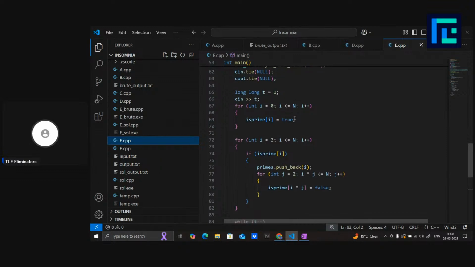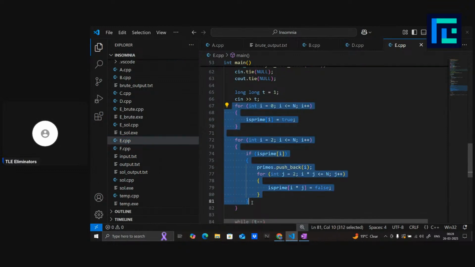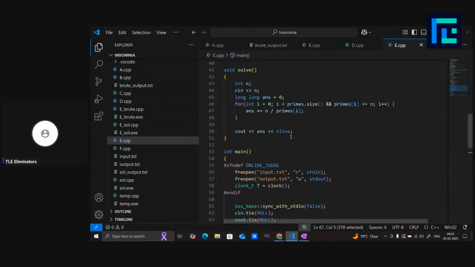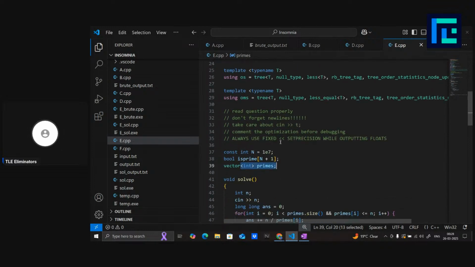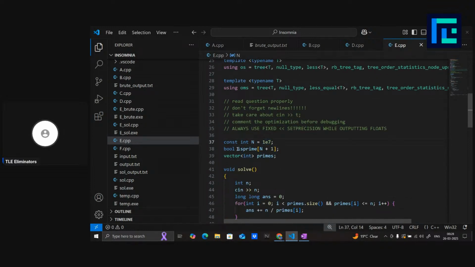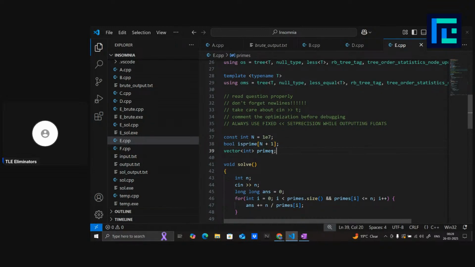so here actually I pre-computed the sieve. This is the code for the sieve. Basically, these two loops pre-compute the sieve, and they make two vectors. One is a vector of int primes, which is a list of all primes up to 1e7, and the other is a vector of bool, called is prime, which stores whether i is prime or not. So we can use this array of primes and iterate over it.